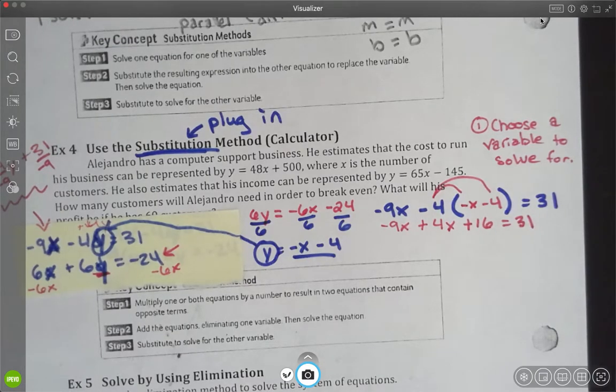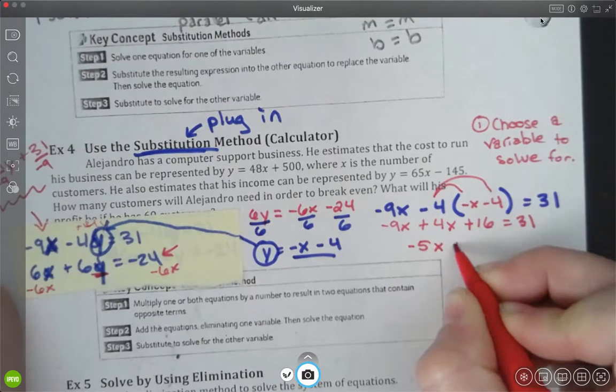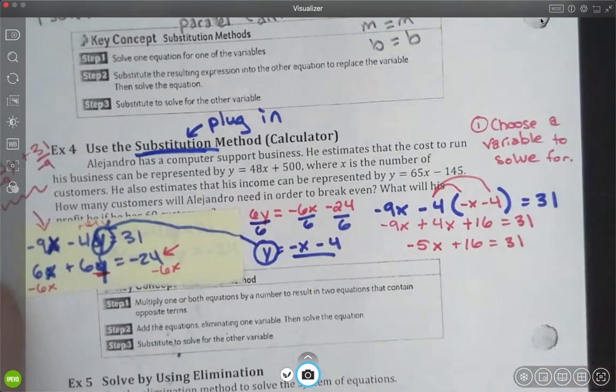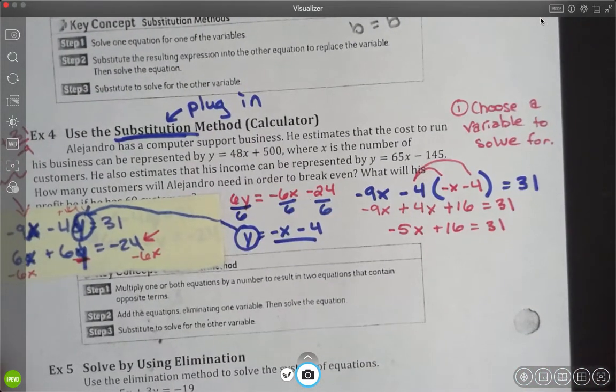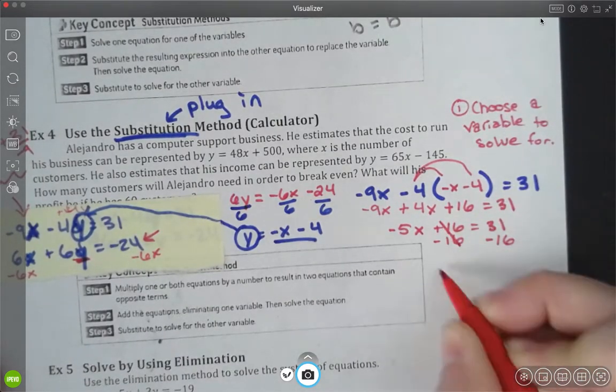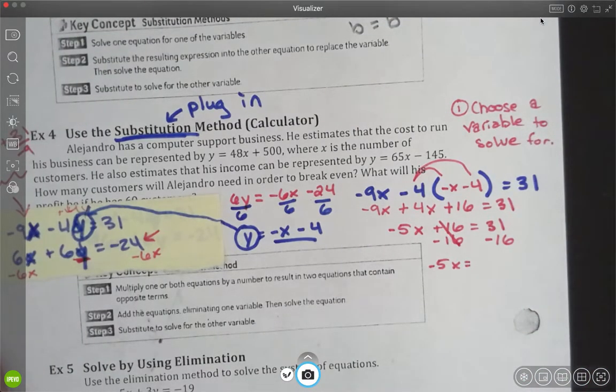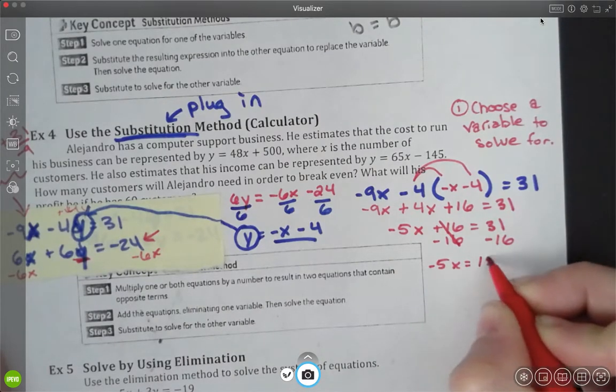Okay, let's do one more thing first. What can we do first before we minus the sign? Combine the x's. Negative 9x and 4x. What's that make? Negative 5x. Okay, plus 16 equals 31. And then what? Minus the 16, minus the 16. Negative 5x equals 15. They're ahead of us a little bit.